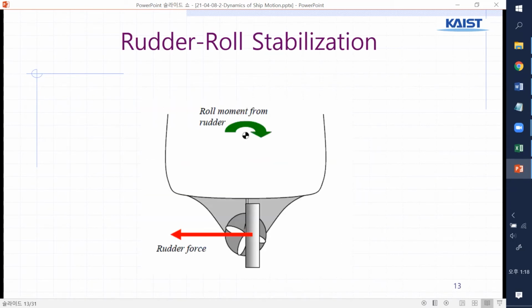And for rudder roll stabilization, the rudder can make a force based on the lifting forces of the flow, very similar to airplane wings. Based on the rudder force, a roll moment from the rudder comes. So a hard turn, very speedy and at a big angle, can create a small roll moment. But depending on the ship, there are several cases.